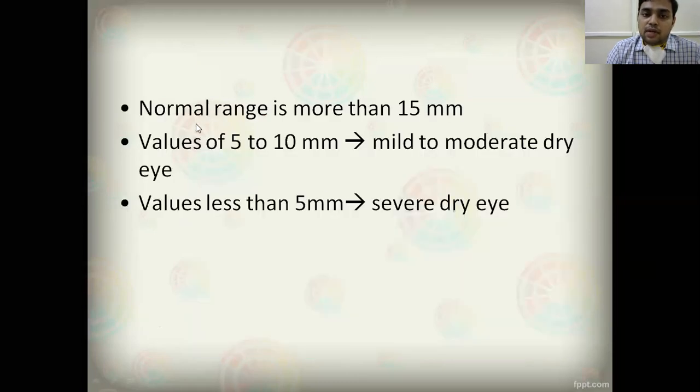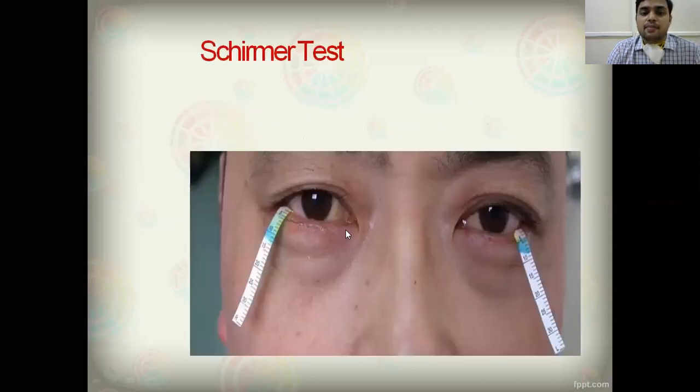If the wetting of the filter paper is more than 15 mm, that is a normal test. If the value is between 5 to 10 mm, it's a mild to moderate dry eye. If the value is less than 5 mm, it is a severe dry eye. Here in this patient, there is wetting of the filter paper up to 12 mm, and in the left eye it is around 9 mm of wetting. So in the left eye, he has some dryness.